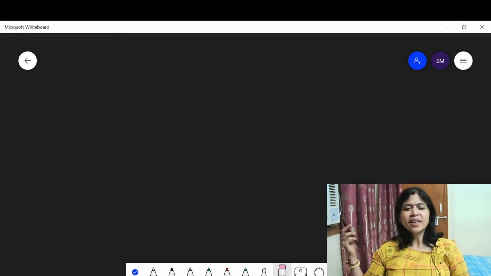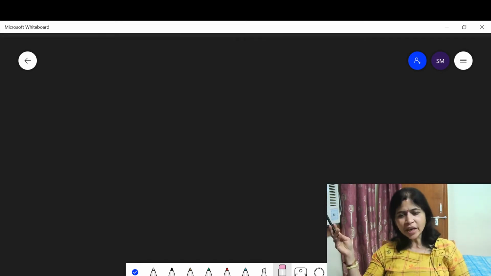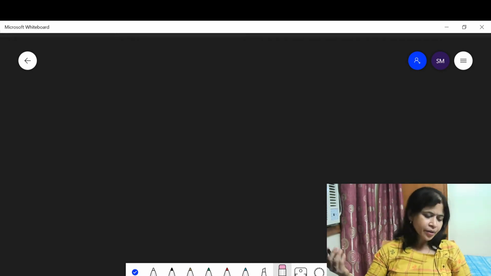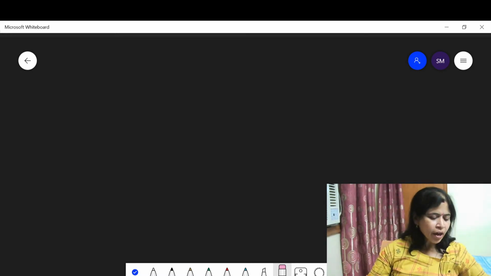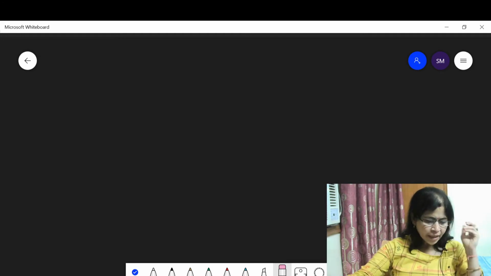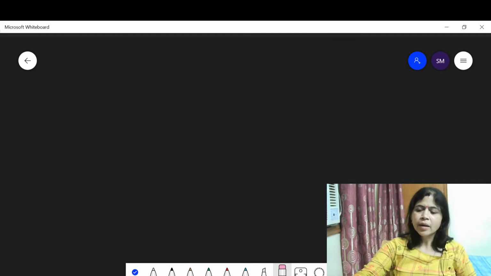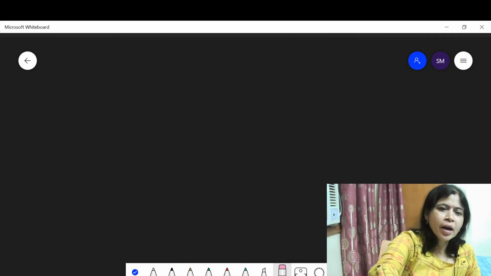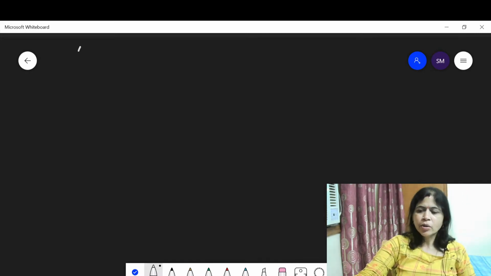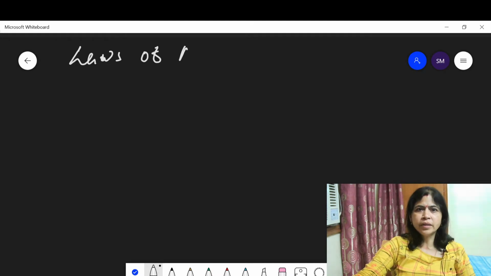Dear students, in my last session of class 11, we have discussed set theory. Today we continue with this. Let us start with the laws of algebra of sets. What are the laws of algebra of sets?